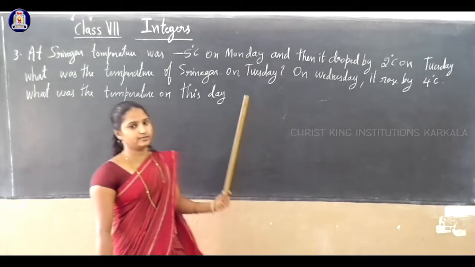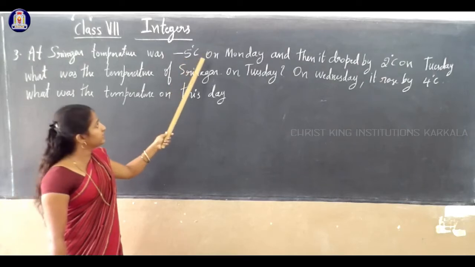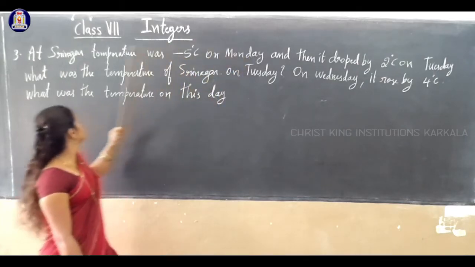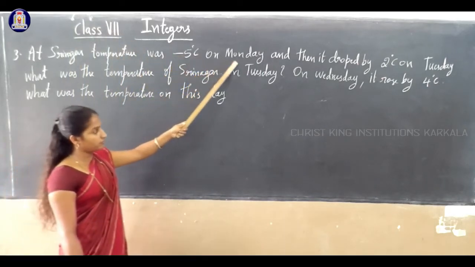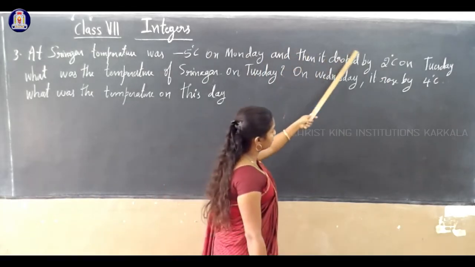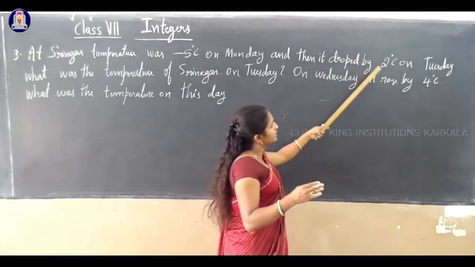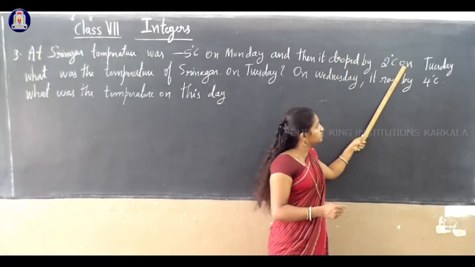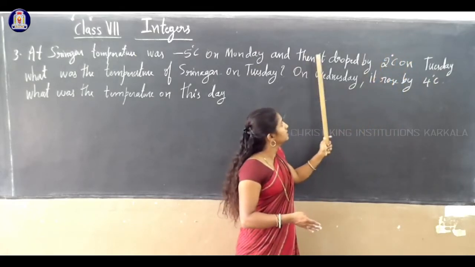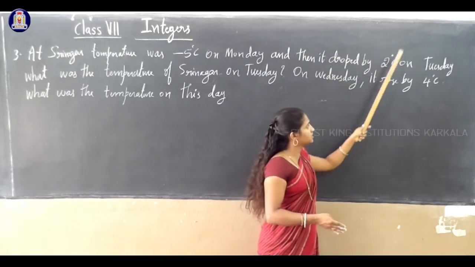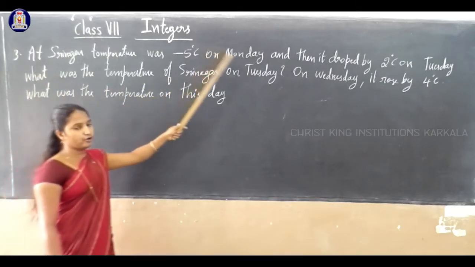Okay, next question, third one. See here. At Srinagar, temperature was minus 5 degrees Celsius on Monday. Here, at Srinagar, temperature was minus 5 degrees Celsius on Monday, and then it dropped by, means decreasing. Yeah, then it dropped by 2 degrees Celsius on Tuesday. 2 degrees Celsius is drop, means decreasing. Yeah. So then it dropped by 2 degrees Celsius on Tuesday. Then what was the temperature of Srinagar on Tuesday?